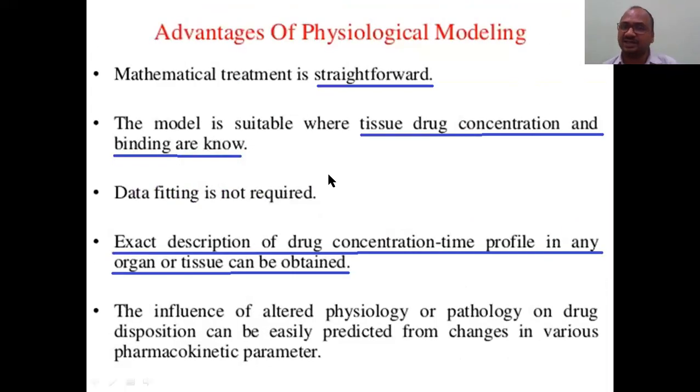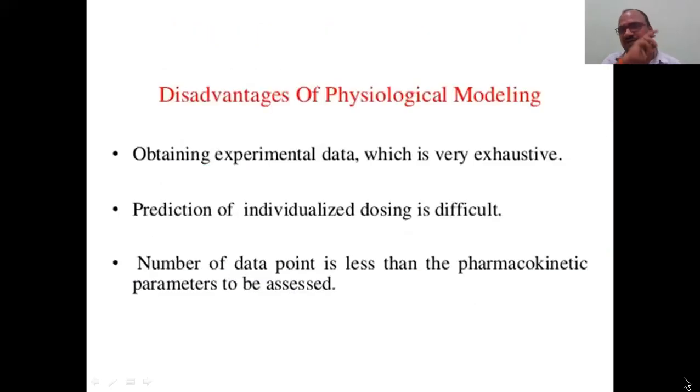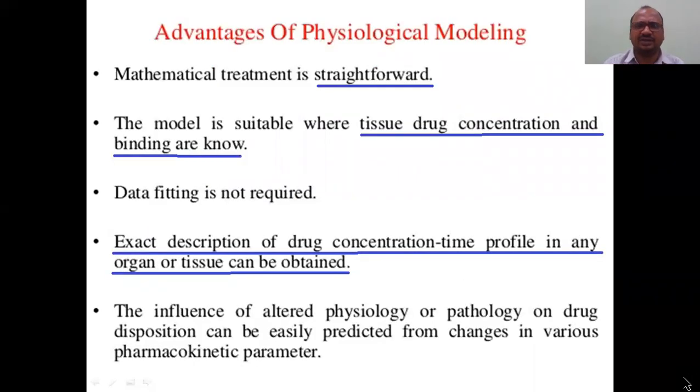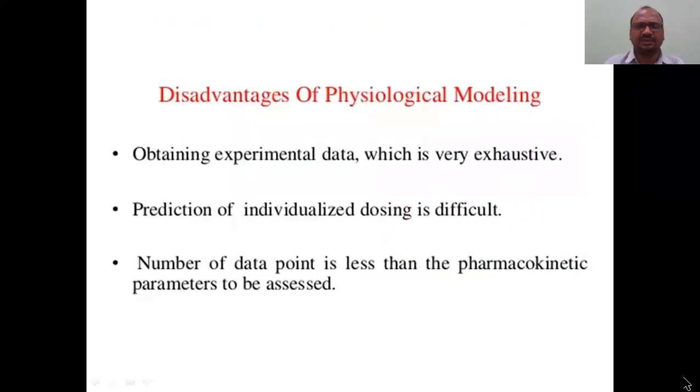These are some of the advantages of the physiological model. It is very straightforward when compared to the first two. You can use this model only if you know the tissue drug concentration and binding. If you don't know them, you cannot apply this model, which is one of the drawbacks. The exact disposition time profile can be found with the help of this. These are the advantages, and these are some of the disadvantages. It is not much important, and you can take screenshots if you want.